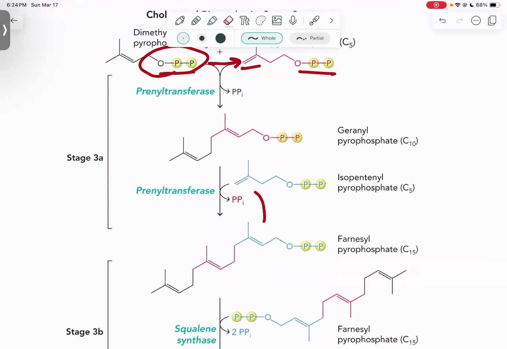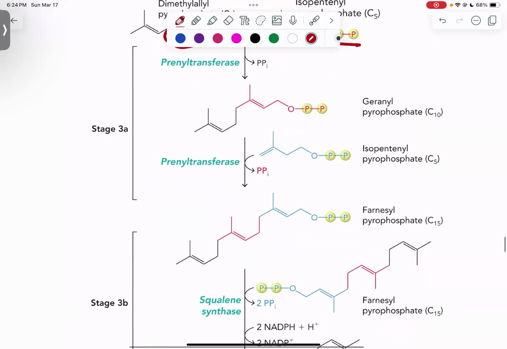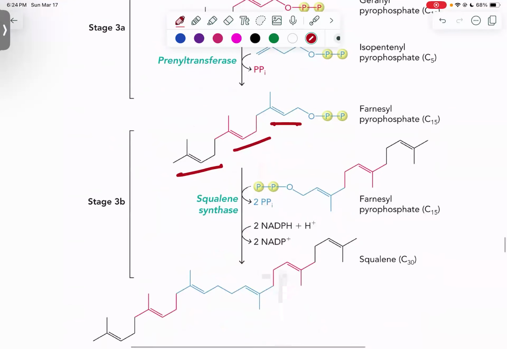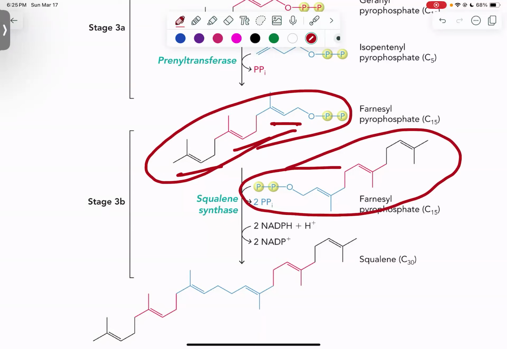Okay. So now we can make our farnesyl because we now have 3 units, the black one, the red one, and the blue one, right? And so now we have our C15 molecule. Now we can go to stage 3B where we go through squalene synthetase, and squalene synthetase is going to add 2 C15s. So we have one C15 here, and we have another C15 here. And so those are going to get joined together.